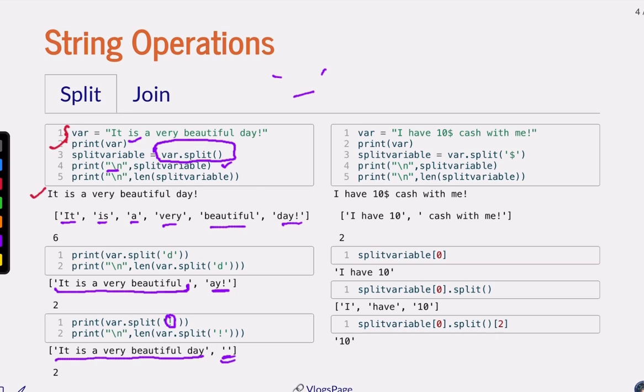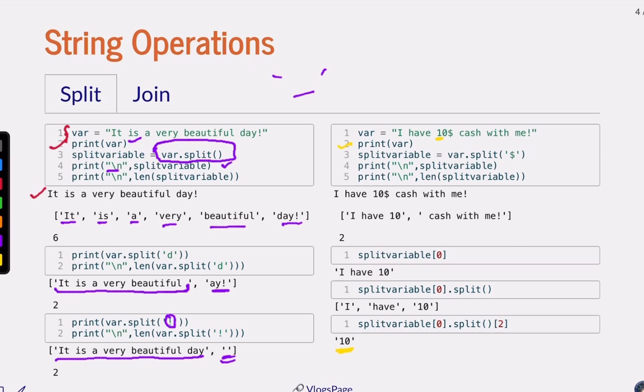So here we will see another new example. Here we are trying to split by dollar. What we will do with this entire example is assume that I want to extract 10 from this entire string. Here I will showcase a demonstration of how we can extract 10. First, we are declaring a variable: I have $10 cash with me. In the next statement, we are printing that variable, which shows as I have $10 cash with me.